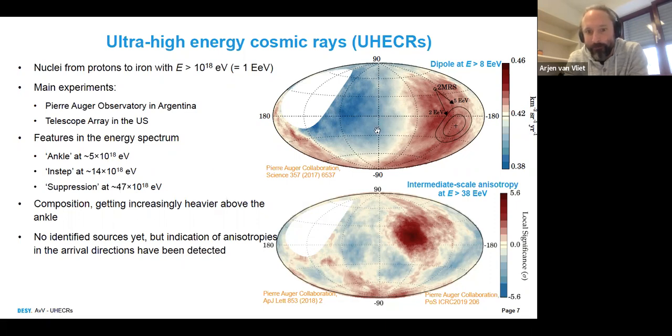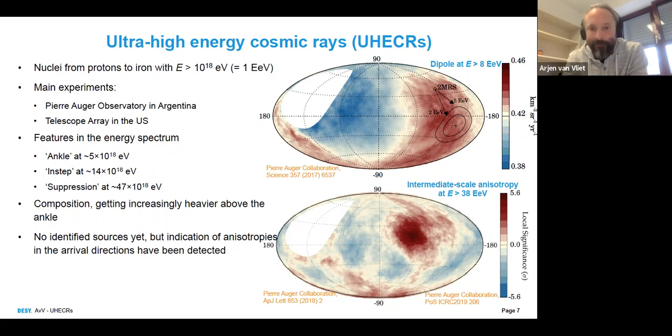What is quite interesting to see is that this dipole points away from the galactic center. Both these plots are in galactic coordinates, so the galactic center is in the middle. So this dipole points away from the galactic center, which is another indication that the sources of these ultra-high-energy cosmic rays are actually extragalactic and do not come from our galaxy itself. And if you then go to higher energies, you can also see intermediate scale anisotropies, which are shown here in this figure.